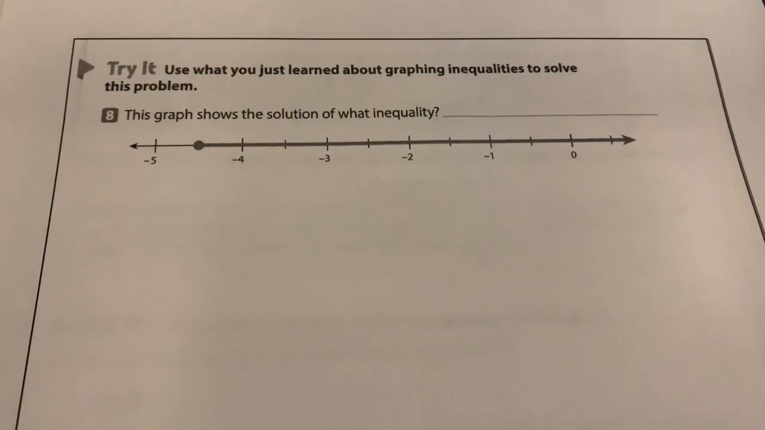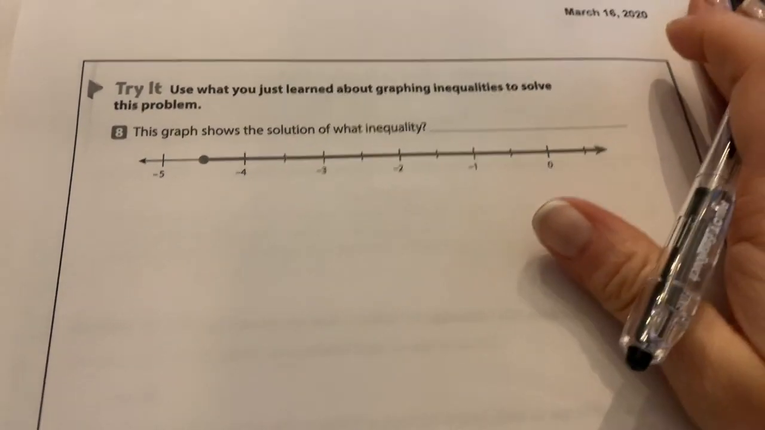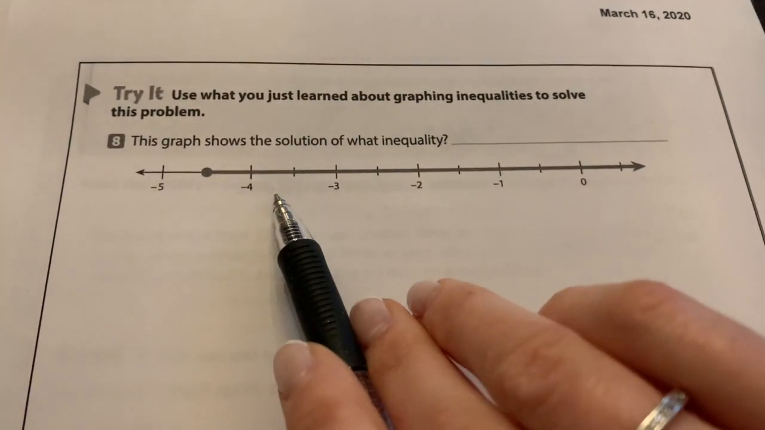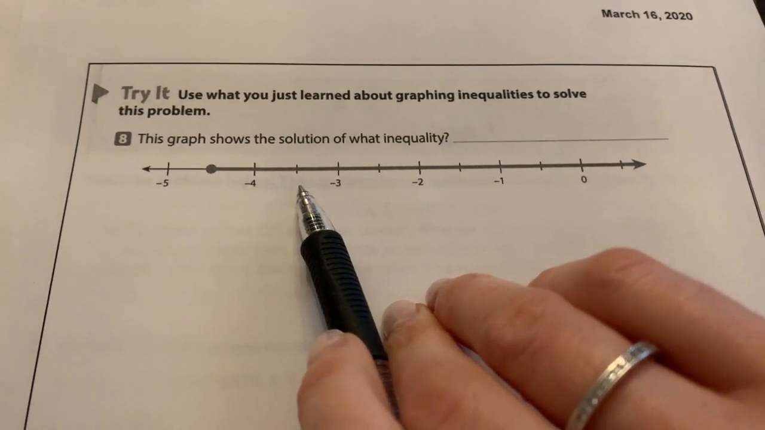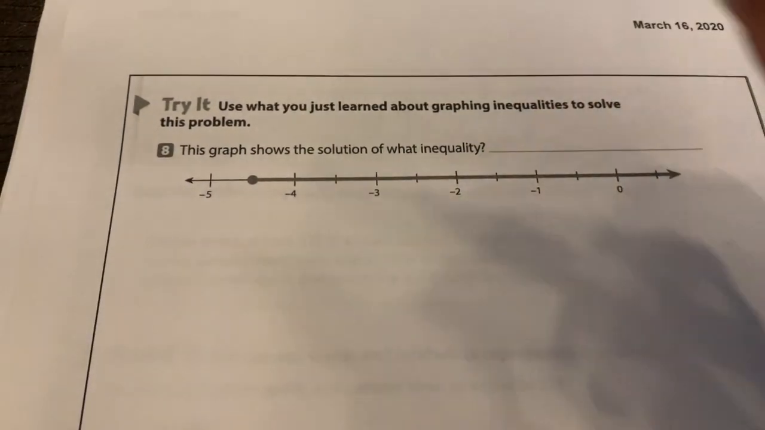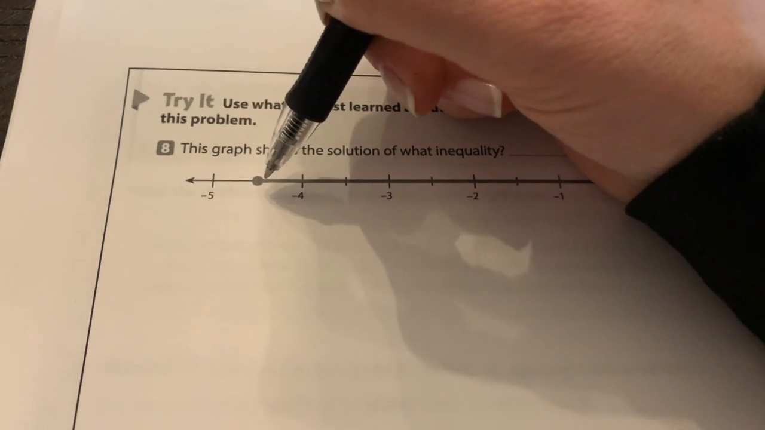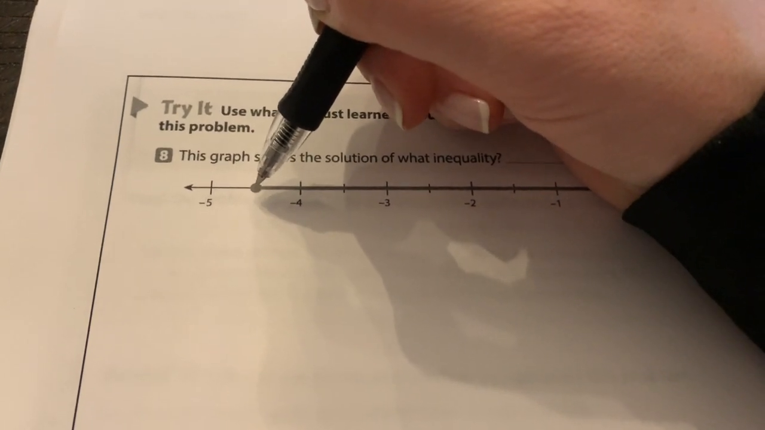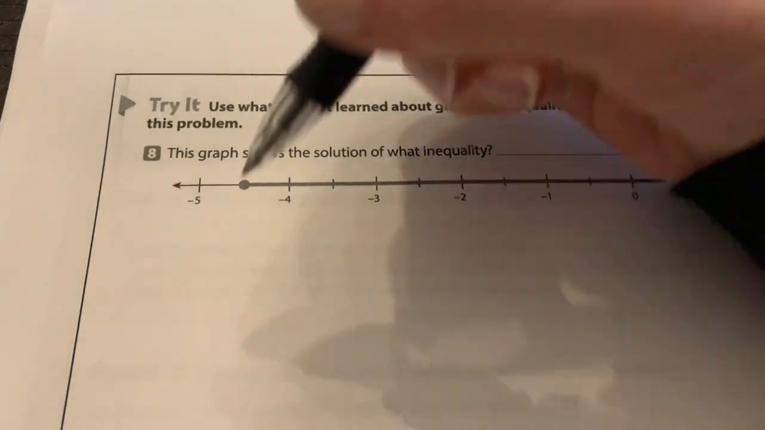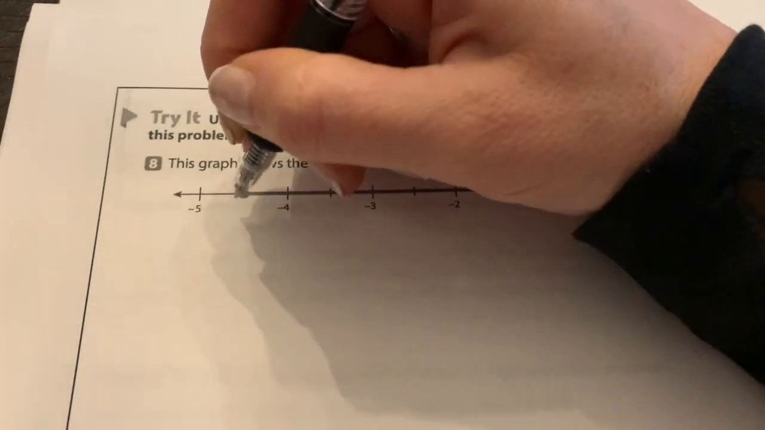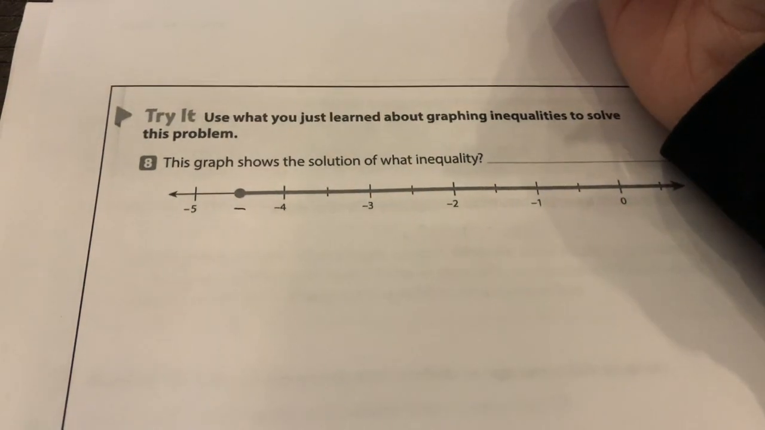Okay, so let's get into some actual work here. We're gonna look at a graph today and say what the inequality is instead of doing what we did yesterday. So first things first, what kind of a circle do I have? I've got a closed circle. So that means whether this is less than or greater than, it's gonna have the or equal to sign, okay? The closed circle means it's included.